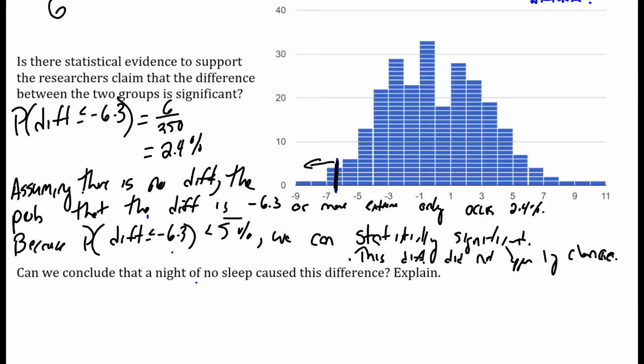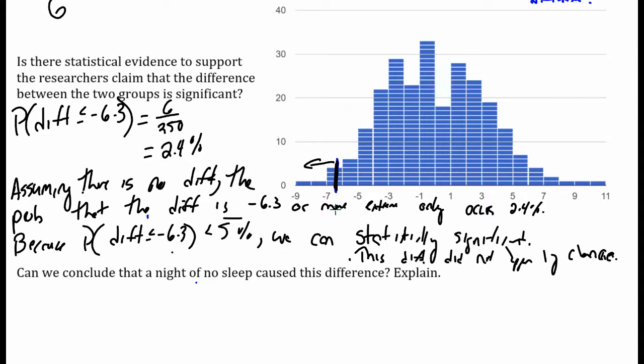So we found our diff value, marked it on the simulated distribution, and then because there was only 6 out of 250 less than that, assuming there's no difference, the probability that the difference is negative 6.3 or less occurs only 2.4% of the time. Because that value is less than 5%, we can say that that difference value is statistically significant, which means that it didn't happen by chance. There was something else going on there, and it happened to be sleep deprivation in this case.